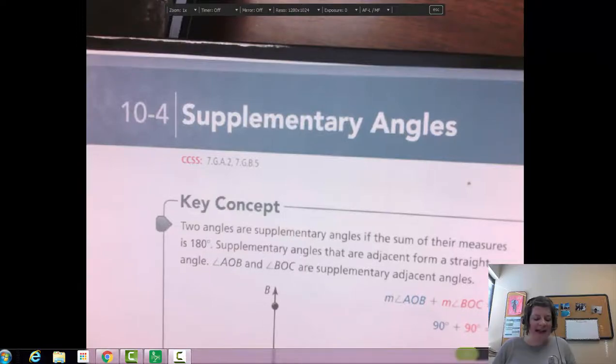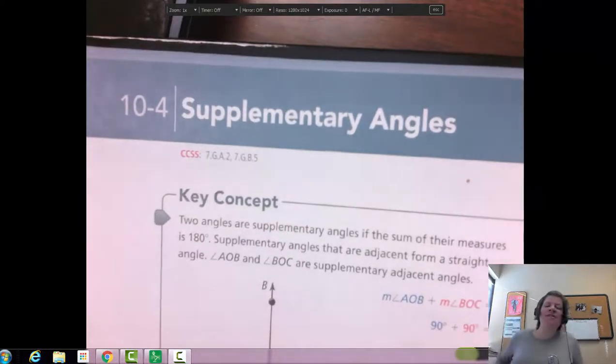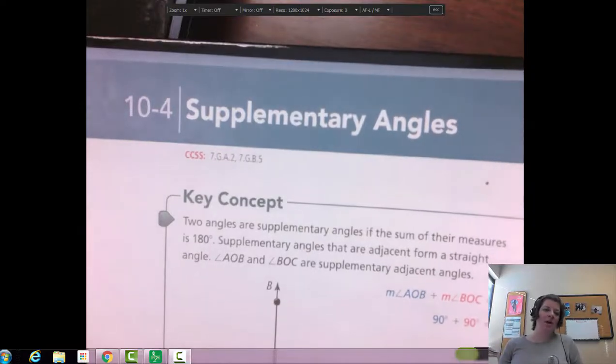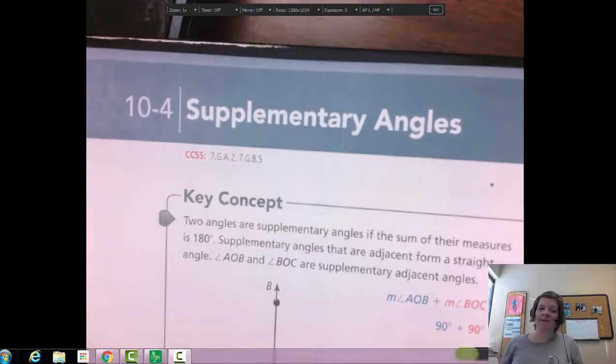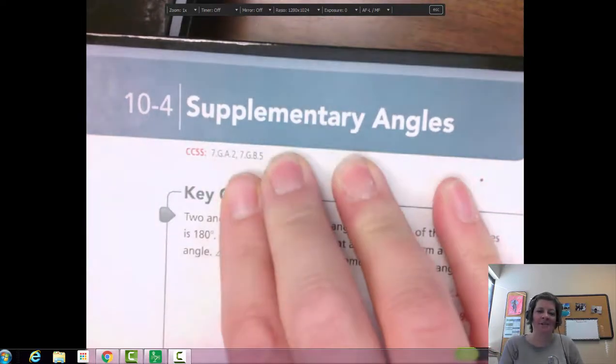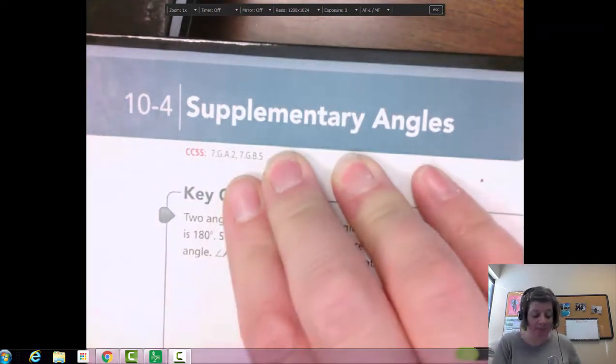Hey everyone, the last section for 7th grade was on complementary angles. Well, this section 10.4 is on supplementary angles. Well, what's the difference? This is what you have to remember and write down in your notes. Complementary, the two angles added to 90. What do you think supplementary is going to add to? Can't add to 90 because that'd be complementary.